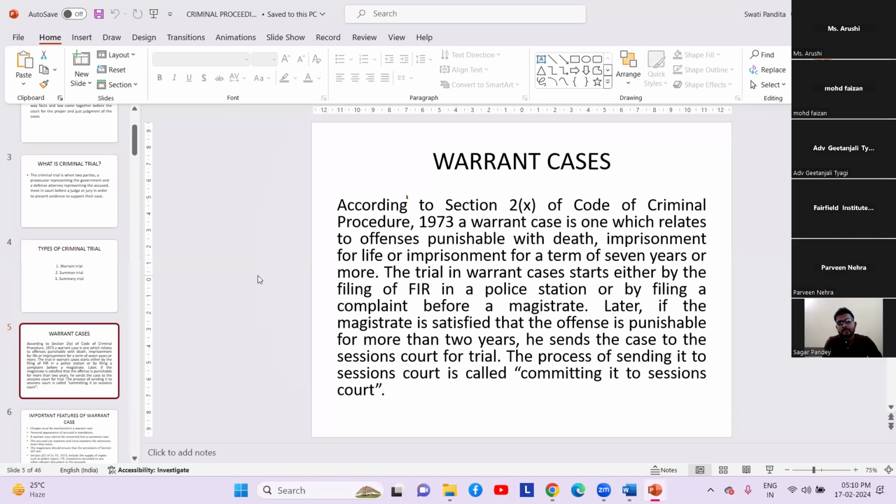Later, I'm now coming to the PPT. Later, if the magistrate is satisfied that the offence is punishable for more than 2 years, he sends the case to the sessions court for trial.